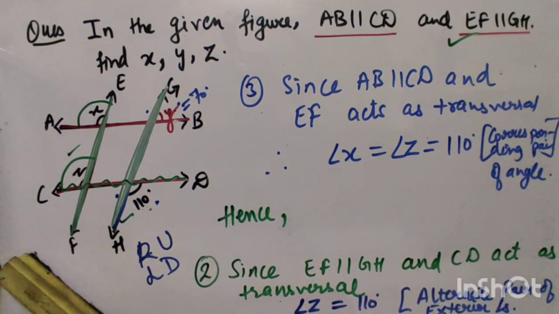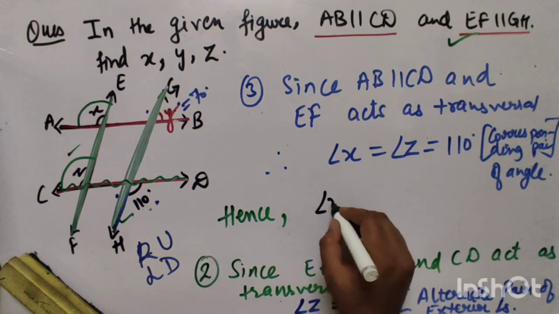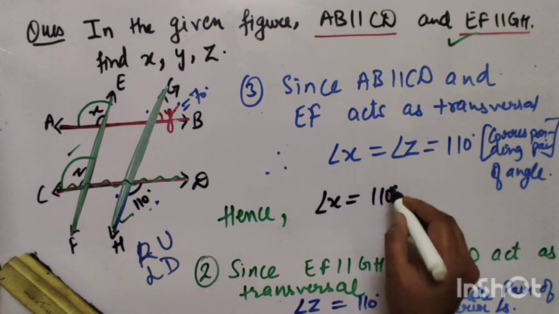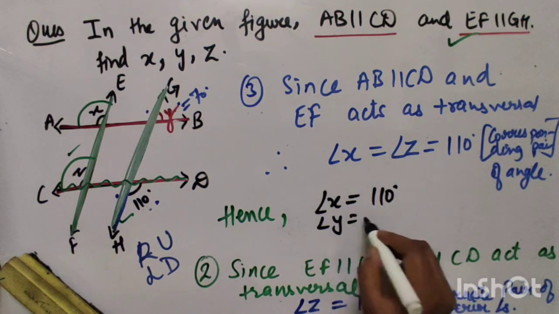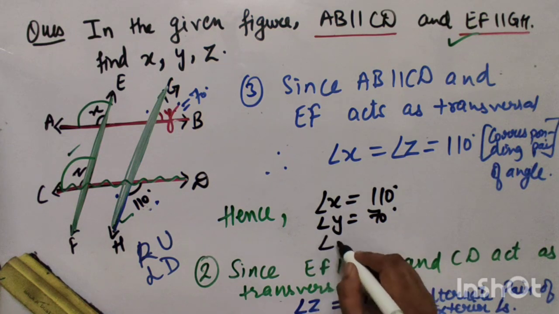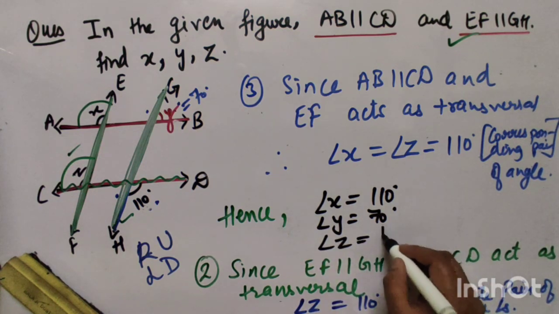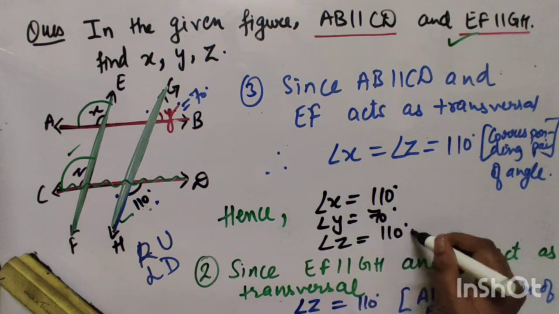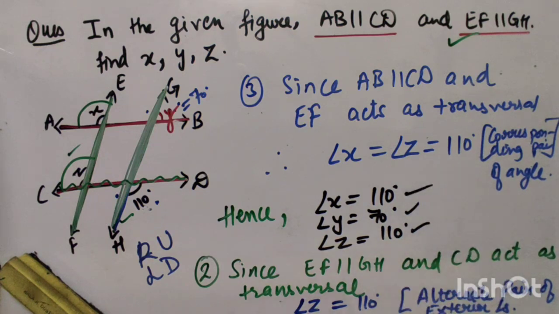So here X is equal to 110, Y is equal to 70 degrees, right? And Z will be equal to 110 degrees. So this is the way we have found each and every required value of the required variables.